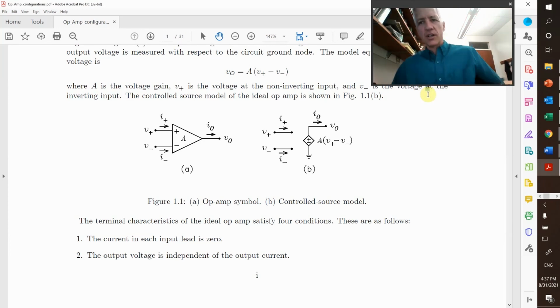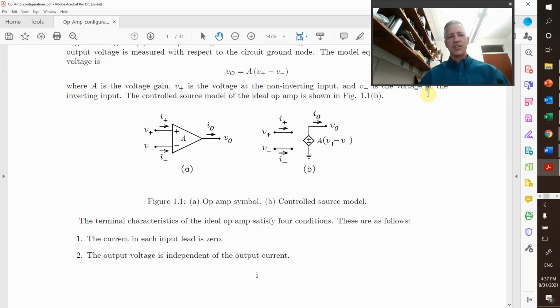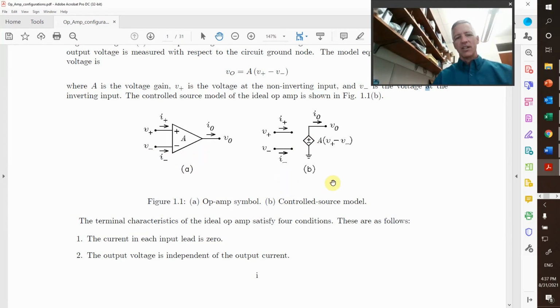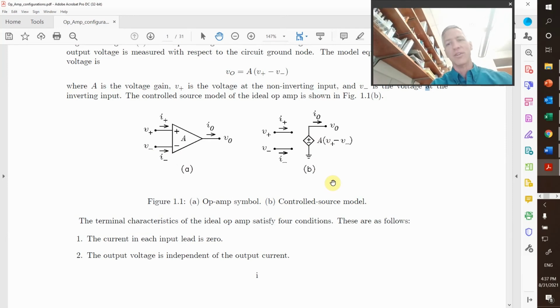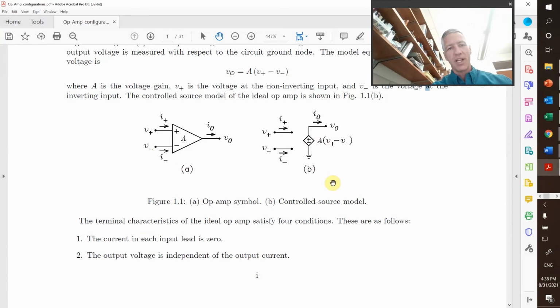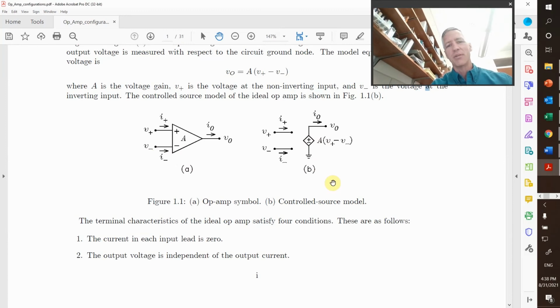I want to talk a little bit about general op amps in this video. So you can see in this picture here is a basic op amp, and it's just modeled as basically a high gain differential amplifier. So the two things that we use when you analyzed op amps in 240 is there are two main approximations.